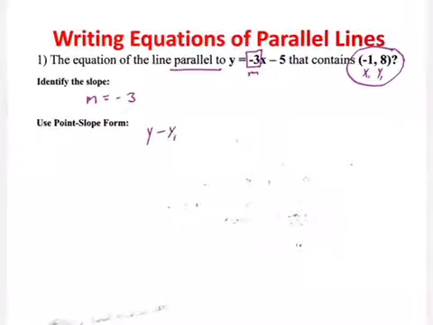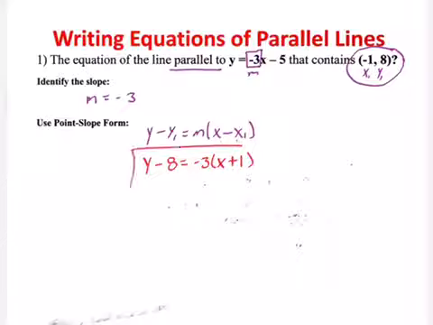So y minus y1 equals m times x minus x1. And so now we'll just plug in our values. So right now we've got y minus 8 equals -3x plus 1. And we'll just go ahead and leave it in point slope form for now. If they asked us to put it in slope intercept, we know how to do that already.